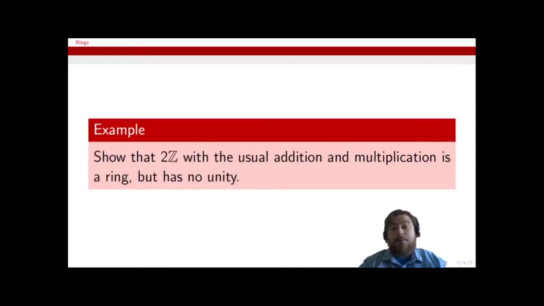Just to give you an example of where we don't have to have a unity, we could look at the set 2Z, that is the multiples of 2, or all the even integers. If we use the usual addition, notice that if we take an even plus an even, we get an even. And the addition is still associative because the addition for the integers is associative. The identity would be 0, which is also even, and 0 plus anything is that thing, so we have an additive identity.